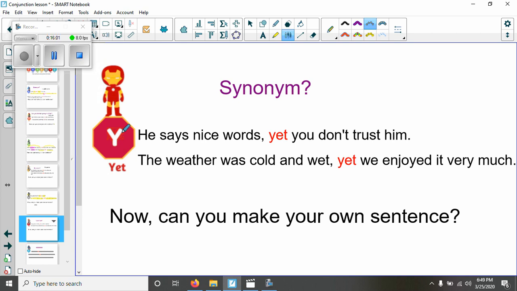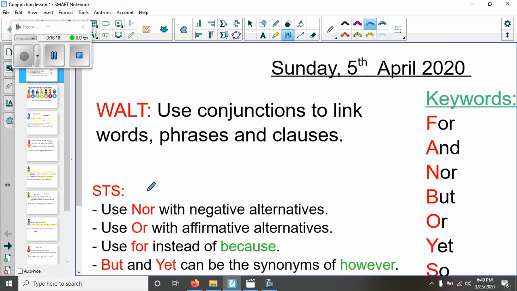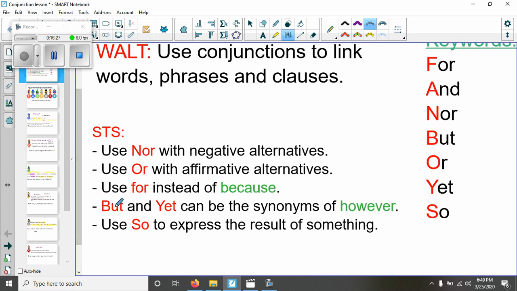Let's try to get the synonym of yet. I don't know the synonym. If you're facing any difficulties understanding, you are free to go to the beginning of the video and go for the steps to succeed, as we know it. Okay, let's read. But and yet can be the synonyms of however.